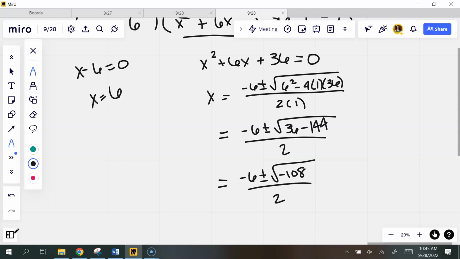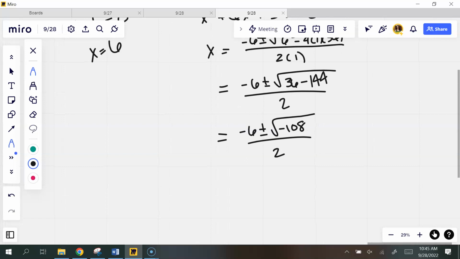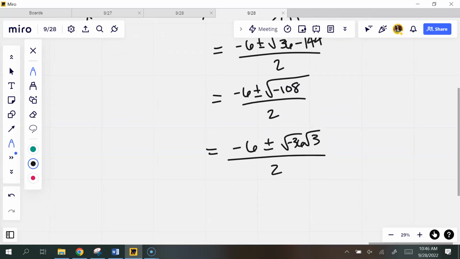I need to split 108 up if I can. Is it divisible by any perfect square? 9, and what? 12. Oh, even bigger than 9 then. 36, yep. 36 and 3. I'm going to do negative 36. That way I can take out the i. That's exactly right. Negative 6 plus or minus 6i root 3 over 2.